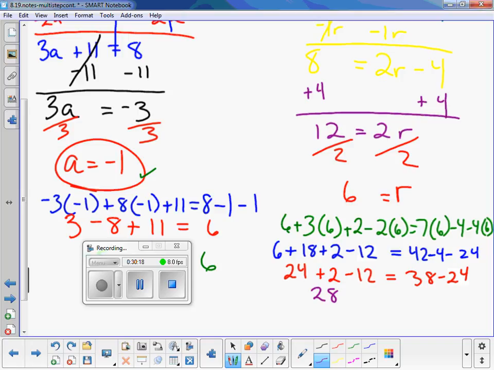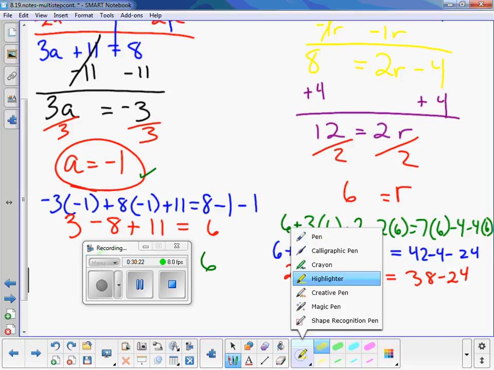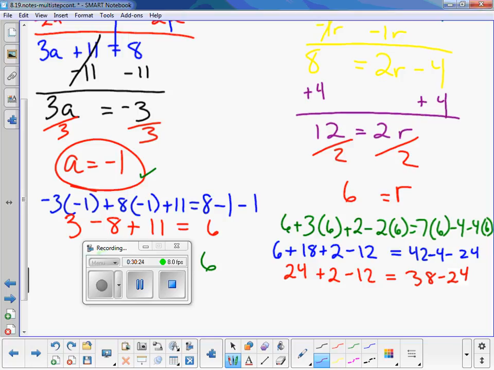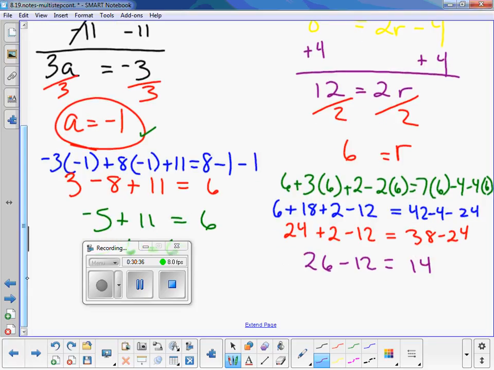Oh no, that's not right. 24 plus 2 is 26, minus 12. And 38 minus 24 is 14. And 26 minus 12 is 14. 14 does equal 14, so 6 does equal r.